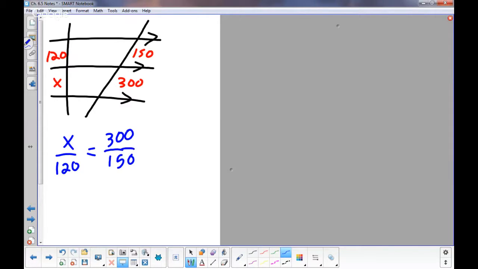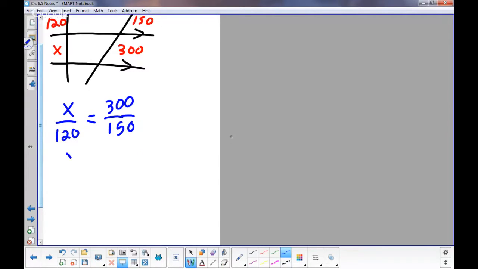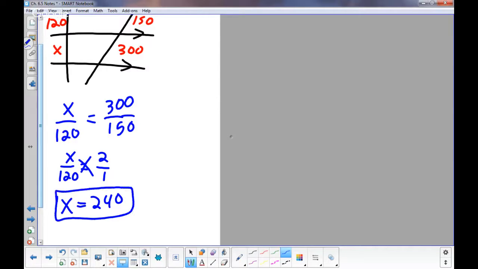And at this point, we need to solve for x. And to solve for x, we're going to solve the proportion, which is cross multiply. Now, we know 300 and 150 are both divisible by 150, so we can actually reduce that. And what we end up with is x over 120 equals 2 over 1. And now we can cross multiply and we get x equals 240. And there's my answer.